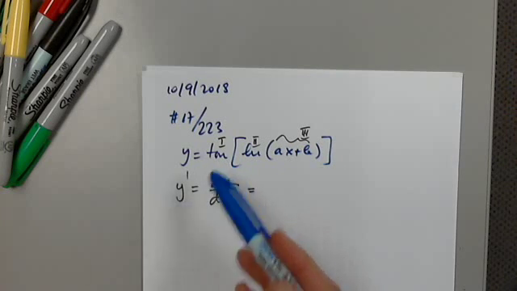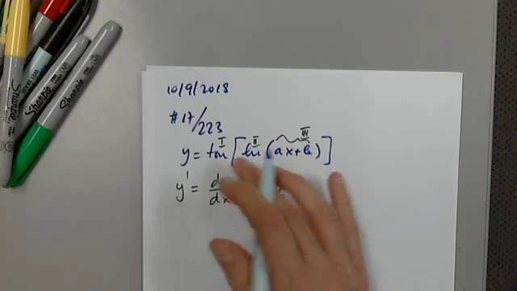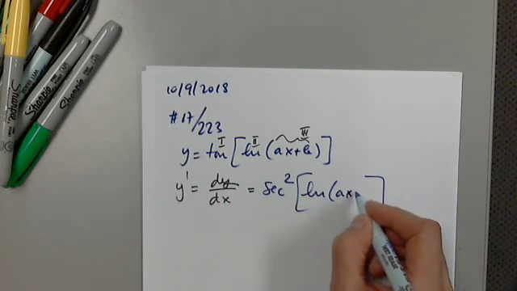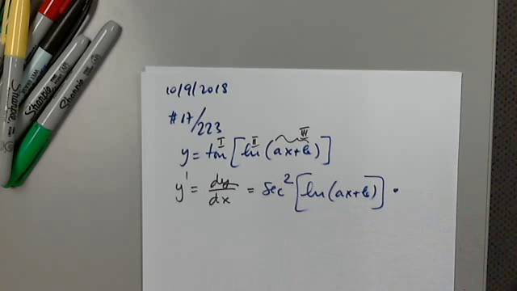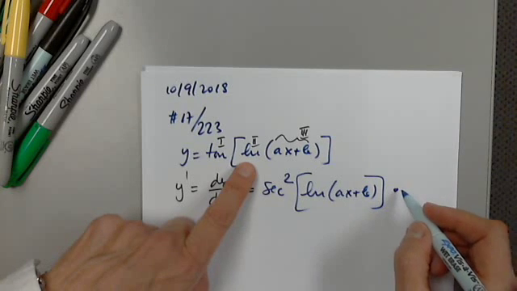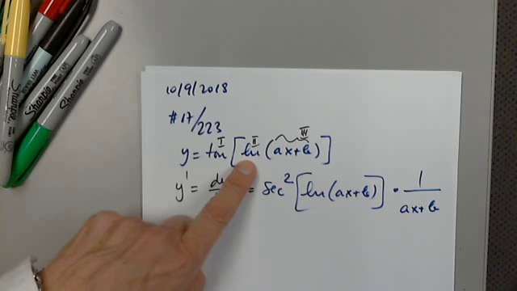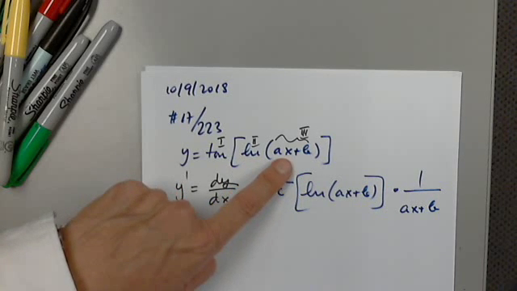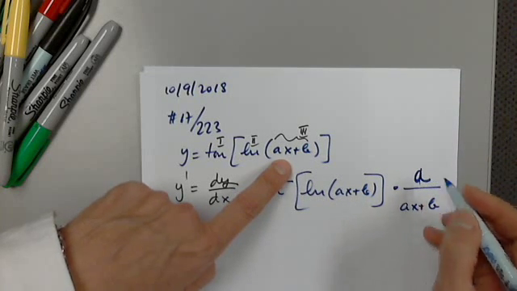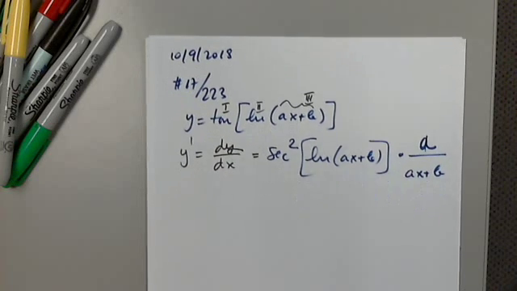I differentiate the outer function first. And I remember that tangent prime is secant squared of all this, natural log ax plus b, multiplied by. Now I reach the natural log. So natural log prime is 1 over ax plus b. And inside now I have to differentiate the third function. And that is a. So I'm going to put a at the top because, as you know, I always run out of room. No surprises there.